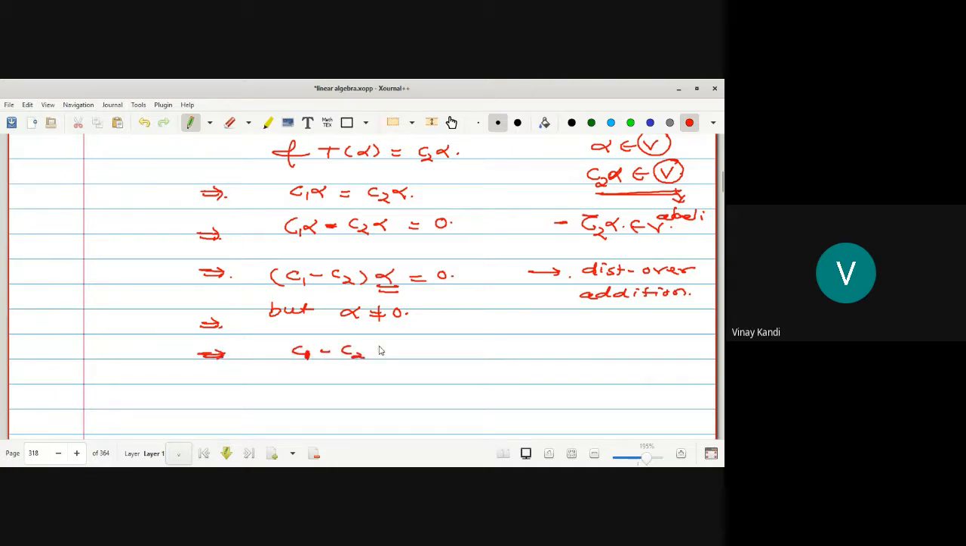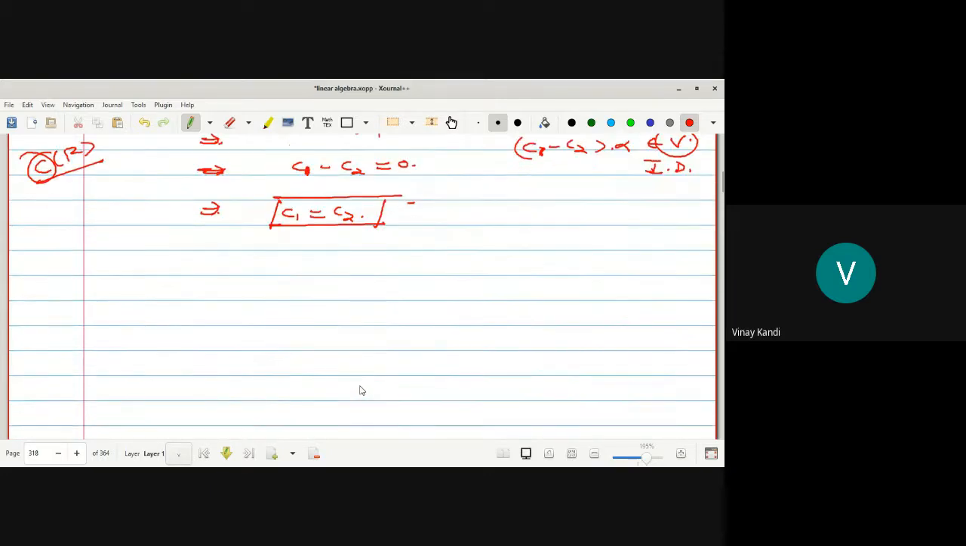If this is not 0, then can this be 0? What is the reason? C1 and C2 of alpha belongs to capital V. Is V a field, C or R? Yes, sir, it is a field. Okay, if it is a field, it is an integral domain. What does integral domain mean? If the product of two is equal to 0, then it implies one of them is 0. This is the reason. Without this, zero implies division. C1 is equal to C2.